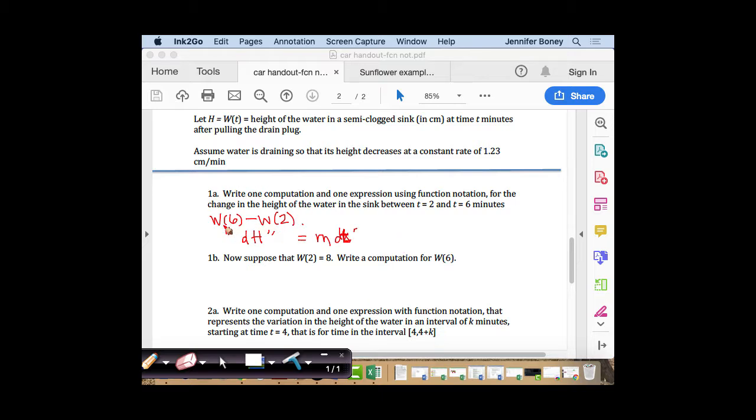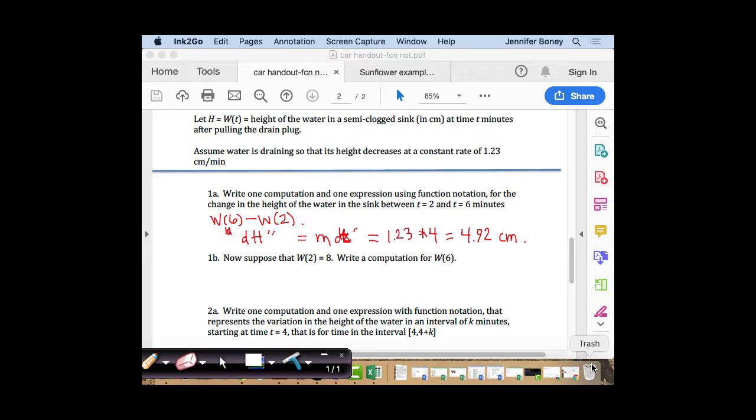So this represents a change in the height of the water between time 2 and time 6, but since it's a constant rate of change, I can also compute that by knowing the rate and how much time has passed. So how much time has passed here? 4 seconds. dt here is 4, and my rate was 1.23. Now, do I want to calculate this? No, but I'll write out the computation. So we could calculate the value of this by doing 1.23 times 4, which is 4.92 centimeters.